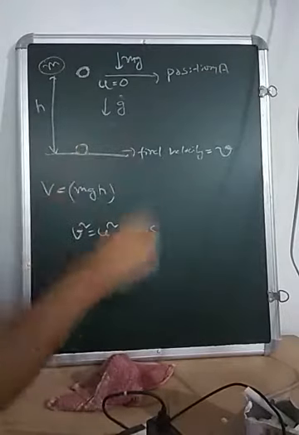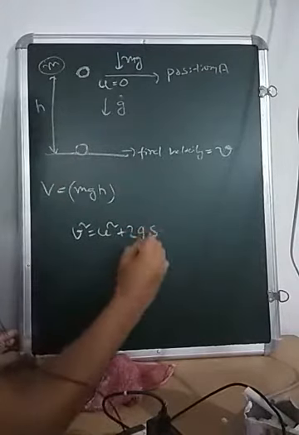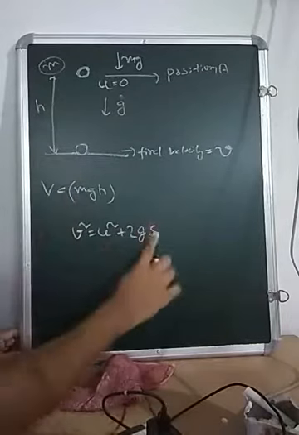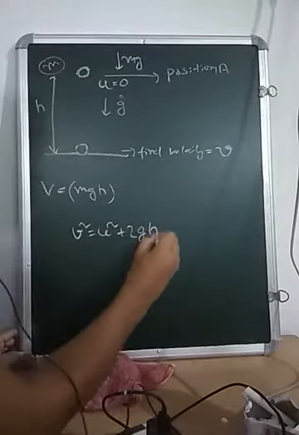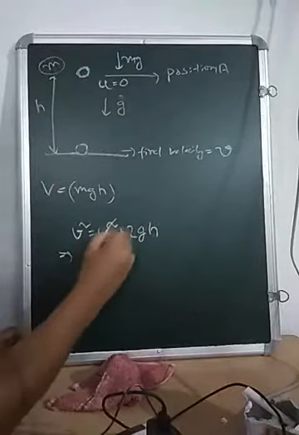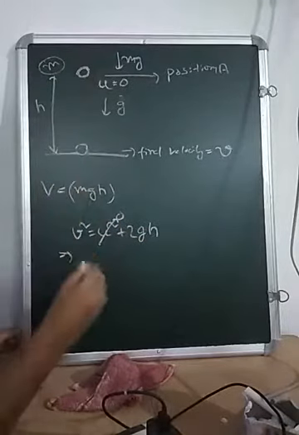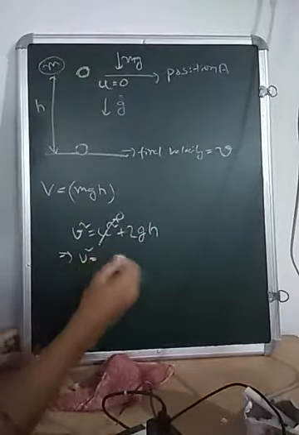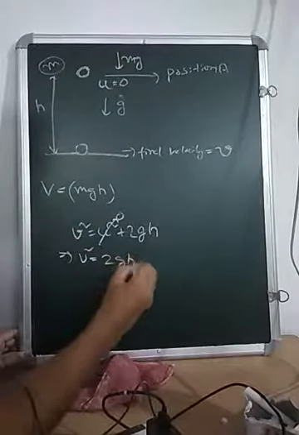And acceleration means what? Acceleration is g, the acceleration due to gravity, and distance is h. And u is what? u is 0. So what will v squared be? v squared is equal to twice g into h.